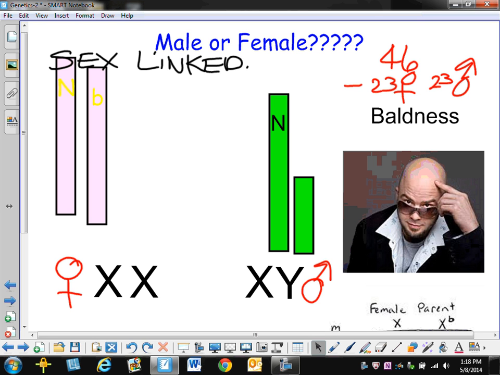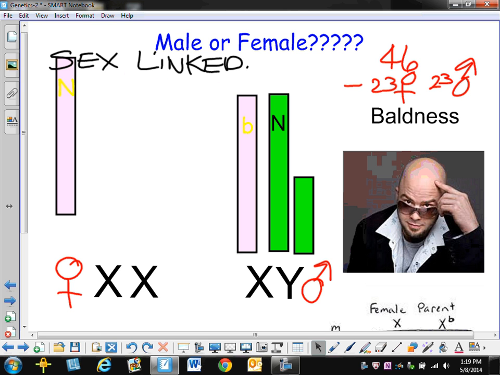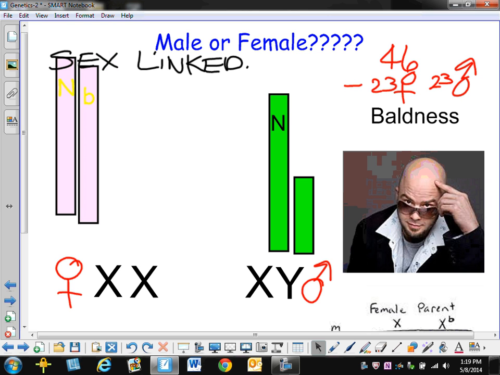What's missing? The B. There is no bald gene here. Males have nothing to say about it. Do you see that? Until the female brings in this bald gene, there would never be any bald males. If this gene did not exist in females, there would be no bald males. Okay? So this is sex linked.